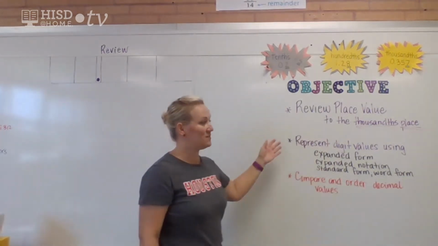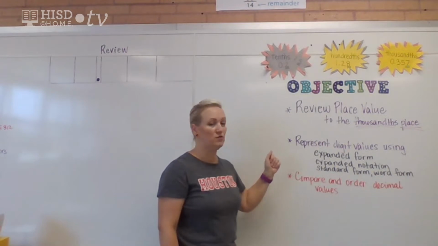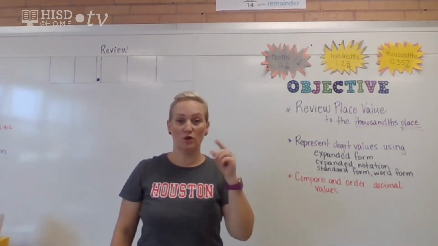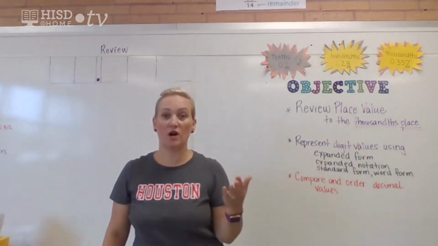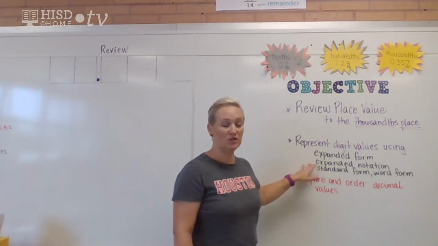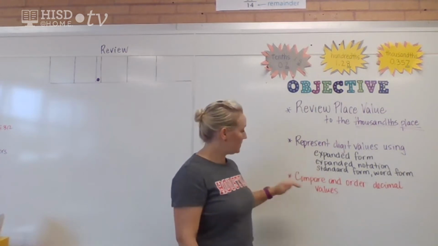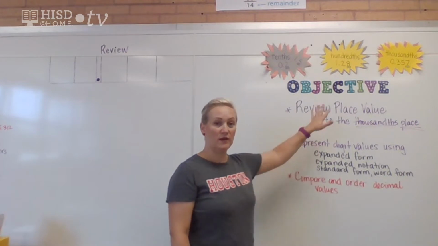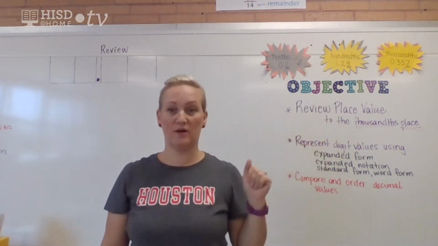And then today we're going to spend the bulk of our time representing digit values using 4 different types of number forms. They're called number forms. One number can be written many different ways, and today we're going to talk about 4 of those: expanded form, expanded notation, standard form, and word form. Not too bad. And then last but not least, we're going to spend a little more time comparing and ordering decimals. So again, that's what we're doing today. I'm going to leave that up and then I'll shift my camera as we move.